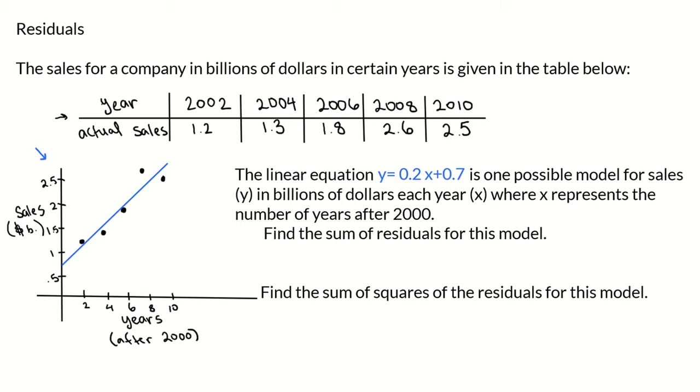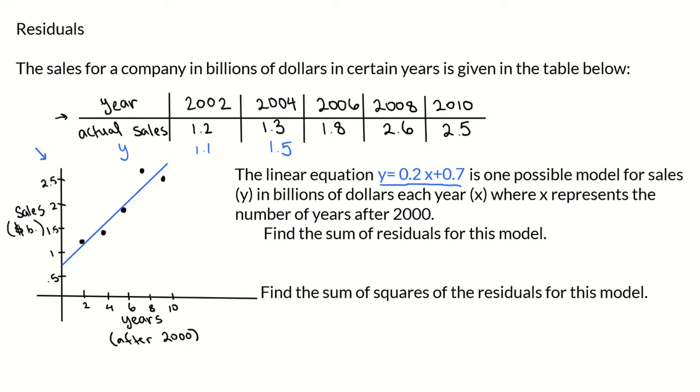So let's calculate what this linear equation would give us in each year. And I'm going to add that to our table. So that would be y, or the predicted sales using this model. So this model predicts that in 2002, we would have 1.1 billion in sales. In 2004, we would have 1.5 billion. And this is just plugging in x equals 4 for x in this equation.